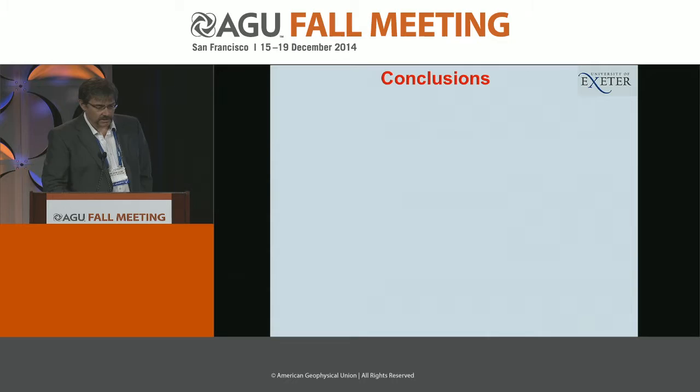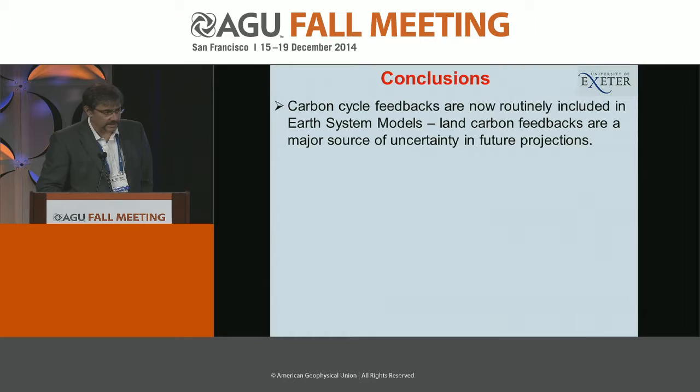So climate carbon cycle feedbacks are now routinely included in our system models, and Inez, amongst others, was fundamental in getting that done. We've now got to the point where land carbon feedbacks are a major source of uncertainty in future projections, which is both good and bad. I'm pleased they're in the model. I'd quite like it if we weren't the biggest unknown sometimes. They're on a par with cloud feedbacks, I think, now in terms of uncertainty.